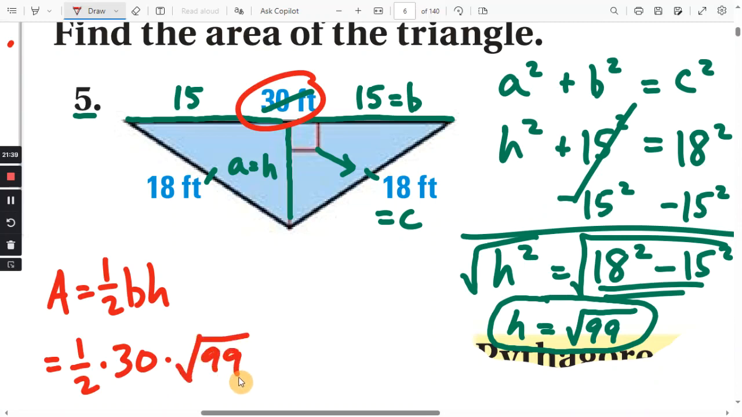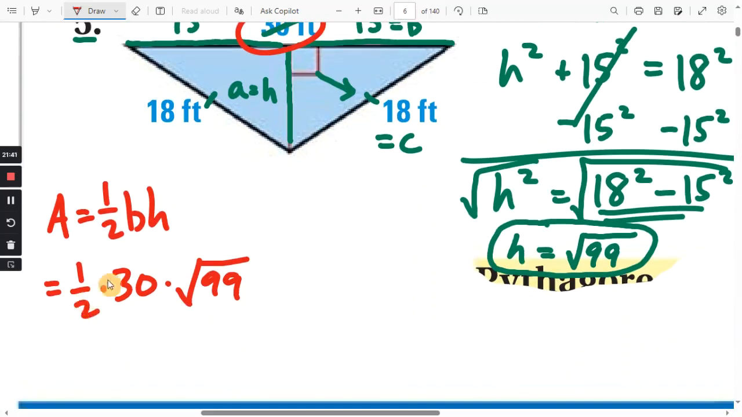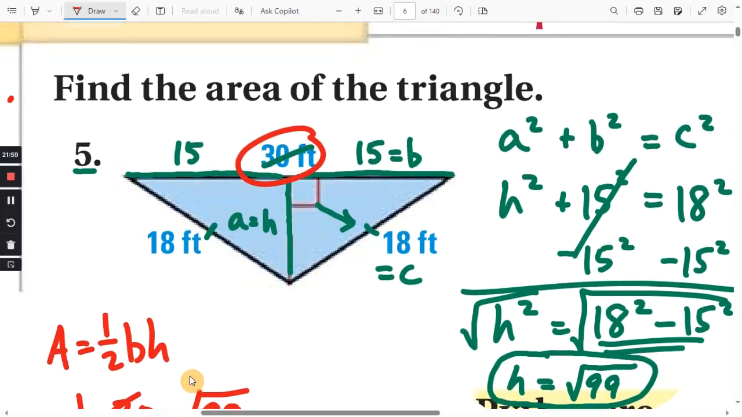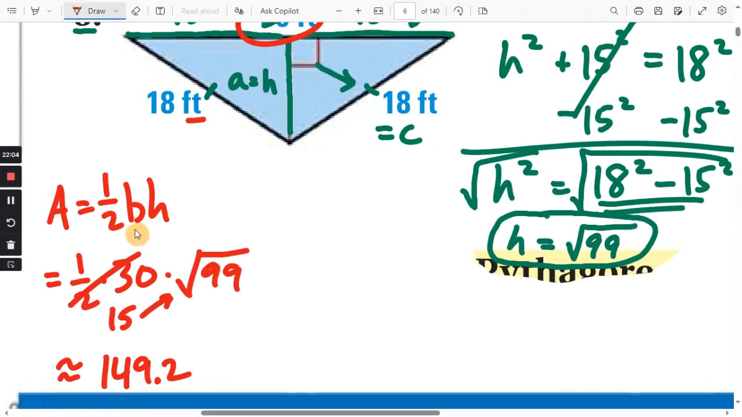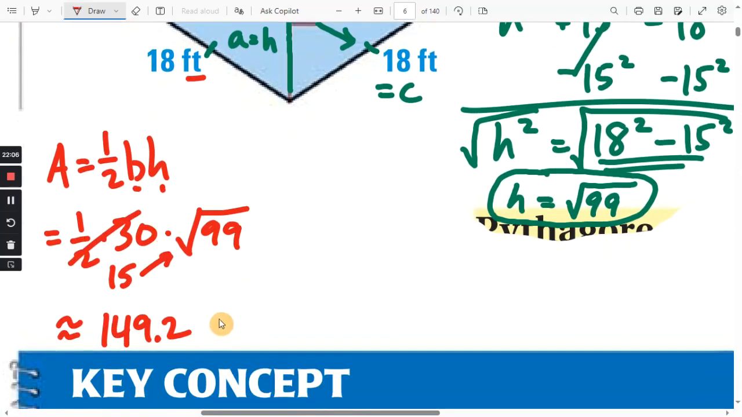All right, so this is going to be on the calculator here. Half of 30 is just 15. But we still need the calculator. 15 times radical 99. Rounding off, I get 149.2. Okay, they did not say simplest radical form, so I didn't do it. But the units were in feet. When we did base times height, that was feet times feet. So that's going to be feet squared.